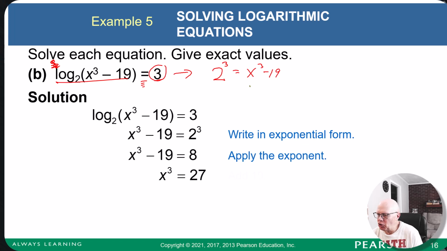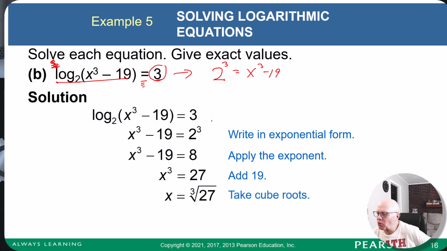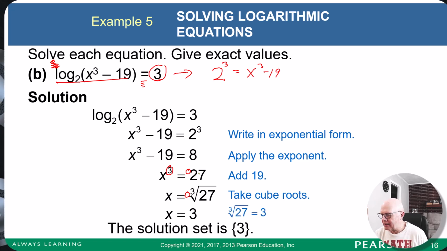Solve for the x cubed first, and then take the cube root of both sides. We don't have to worry about plus or minus because this is an odd power, so we don't need the plus or minus here. Just leave this sign here the same as this sign here. In this case, positive. And there's our solution set, 3.